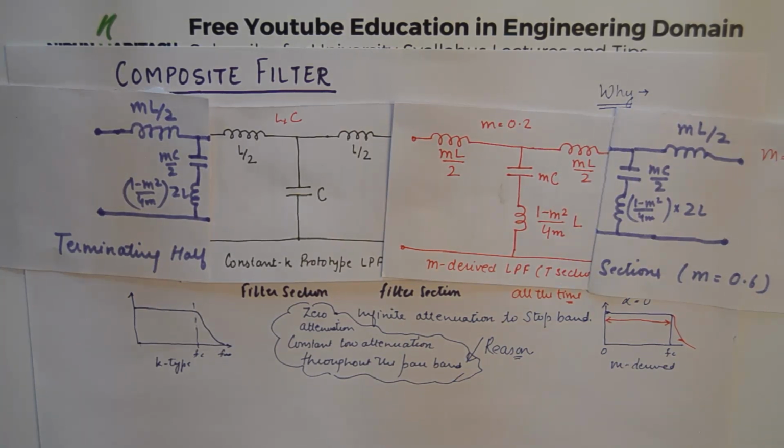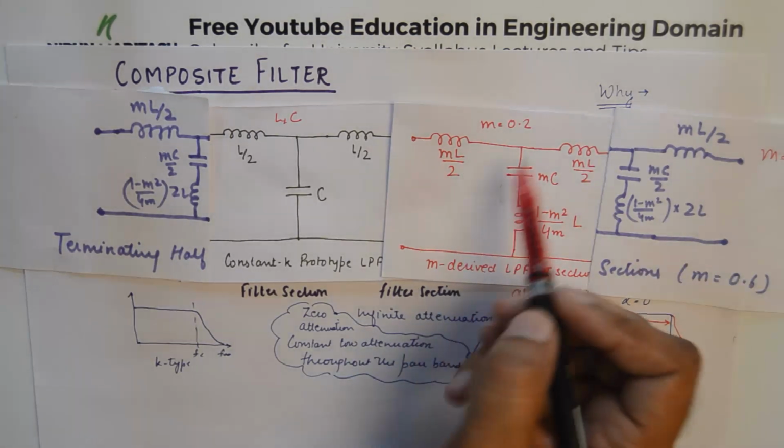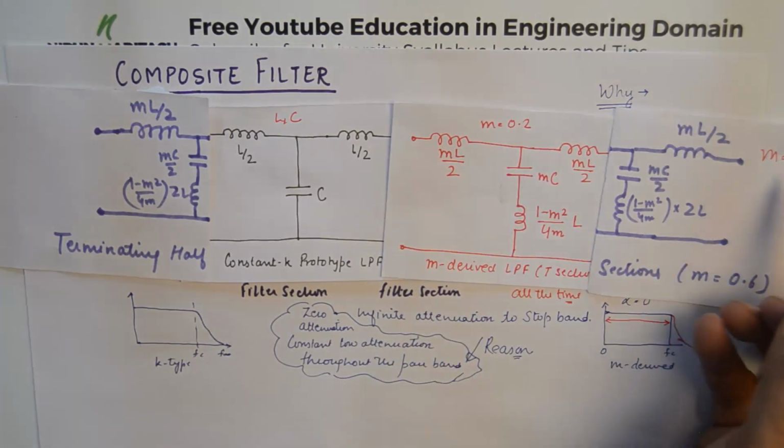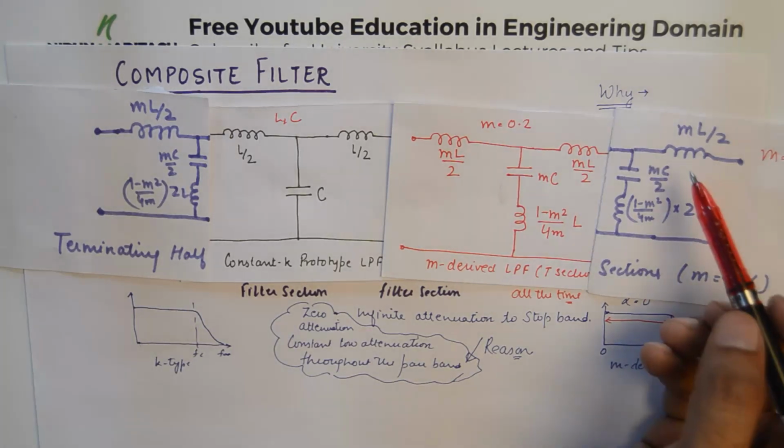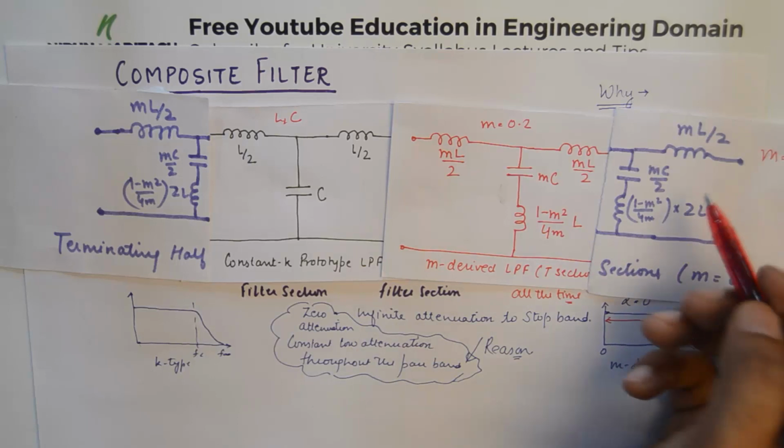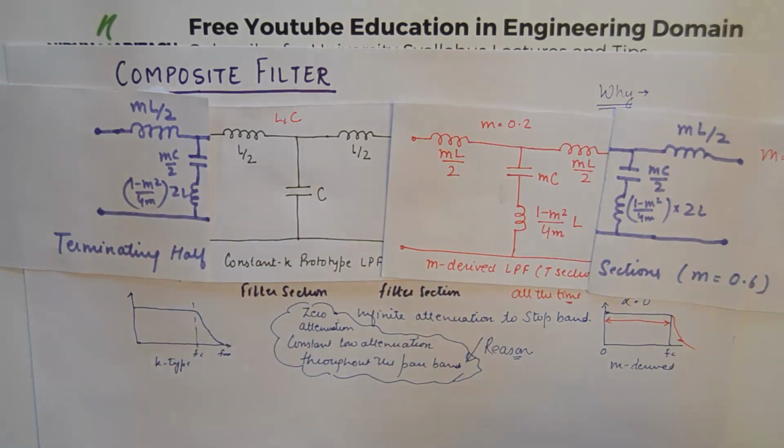And I'm going to find out the values of L, C and the component values using M is equal to 0.2, the component values using M is equal to 0.6, and then I'm going to fill these values into this filter, and my composite filter will be ready to use. It will give me a sharp cutoff at 2000 Hertz, and of course within the range of 0 to 2000 Hertz the attenuation of the filter will be constant and minimal.